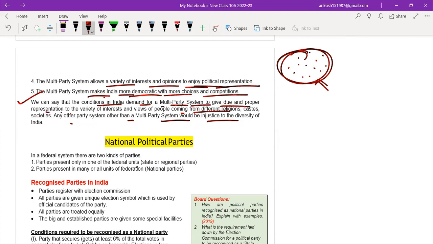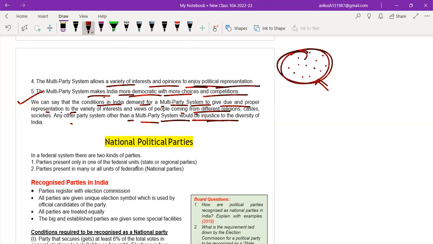to give due and proper representation to the variety of interests and views of people coming from different religions, castes, and societies. I just told you that people who belong to different societies, castes and religions would not be able to understand the different language in their region. For that, the local leader would work, and it is not necessary that the local leader would belong to a national party. That person may join a regional party as well.